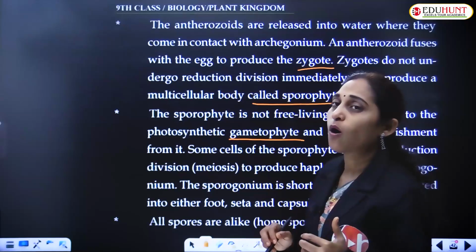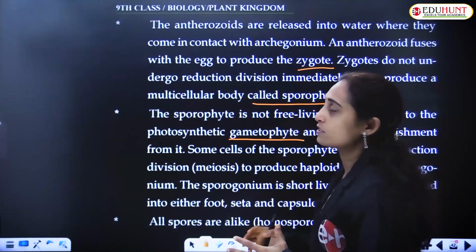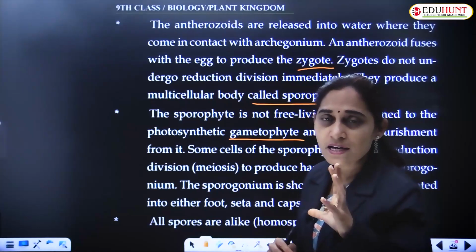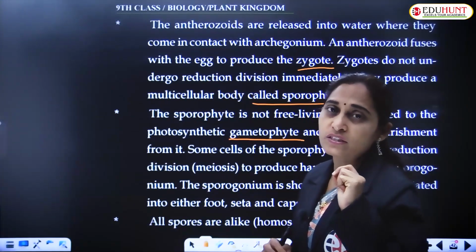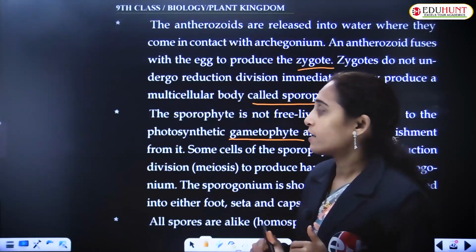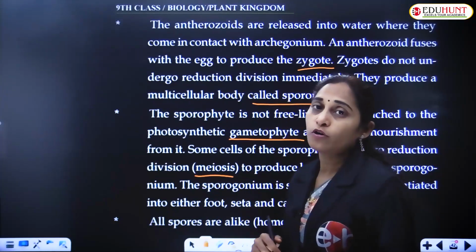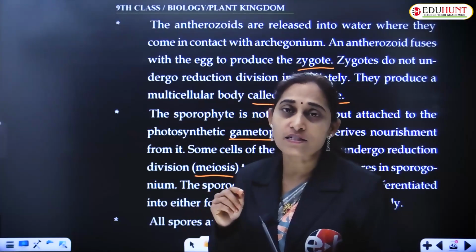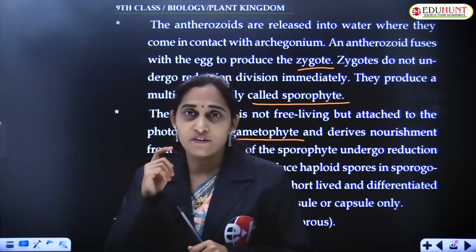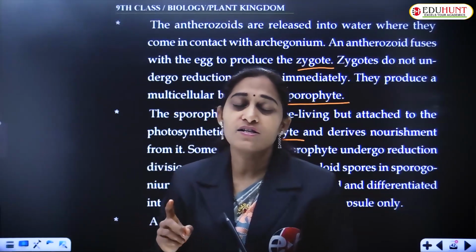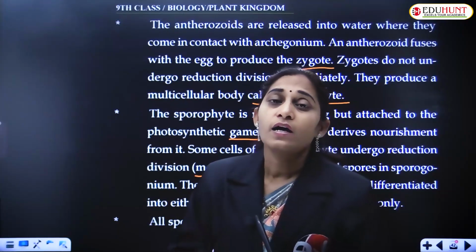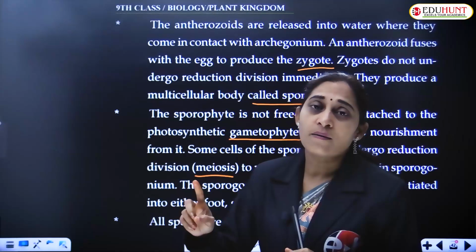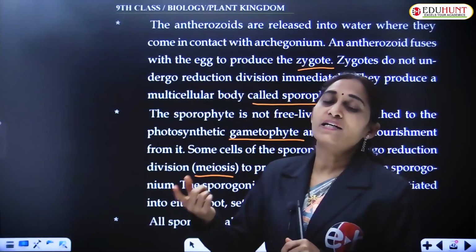And some cells of the sporophyte undergo reduction division. As I said, the spore mother cells, in the spore sacs, which are diploid in nature, undergo meiotic divisions to produce haploid spores. And these haploid spores are the first cells of the gametophytic generation. So the gametophytic generation starts with the spore after meiosis, and the sporophytic phase starts with the zygote after fertilization.